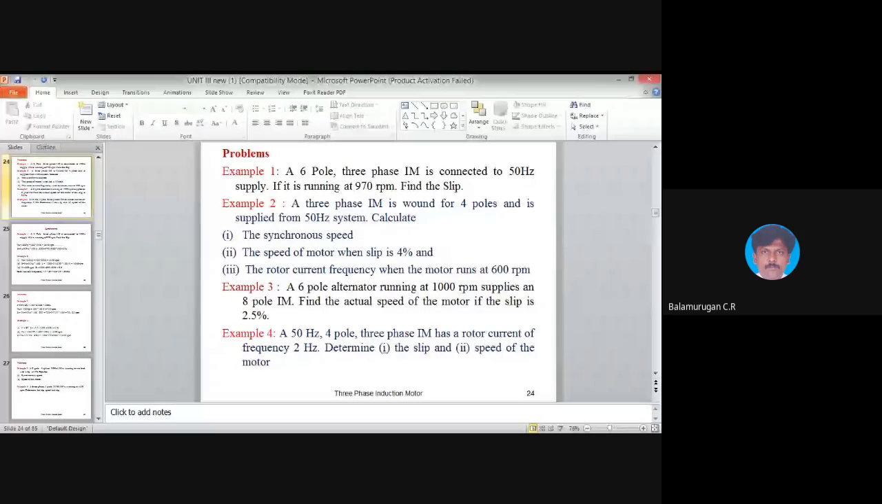So here you substitute as a percentage, 2.5%. You have to convert this as a value. Okay, so you divide by 100. So that will be equal to NS minus N divided by NS. What is this NS value? 150 RPM. And you find the N value. N value will be, so you can round off this as 731 RPM or 732 RPM.